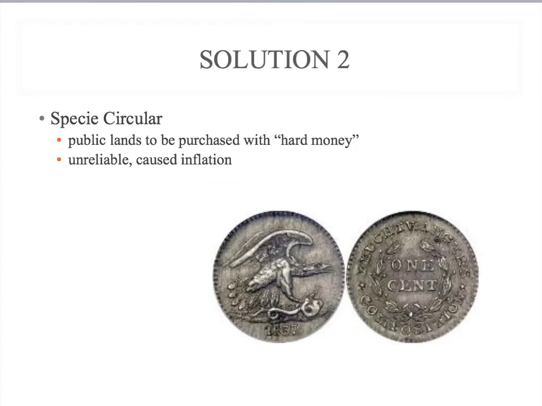Jackson's second solution on this is something called the specie circular, which means that public lands could only be purchased with what's called hard money. Now, anytime we talk about hard money in here, we're talking about gold and silver. When we refer to soft money, we're talking about banknotes, paper money like we have today. The problem with this is gold and silver is pretty unreliable. There's not a standard supply of it. So what it ends up doing at the end of the day is causing inflation, or to put it another way, the value of the money would drop compared to what you could buy.